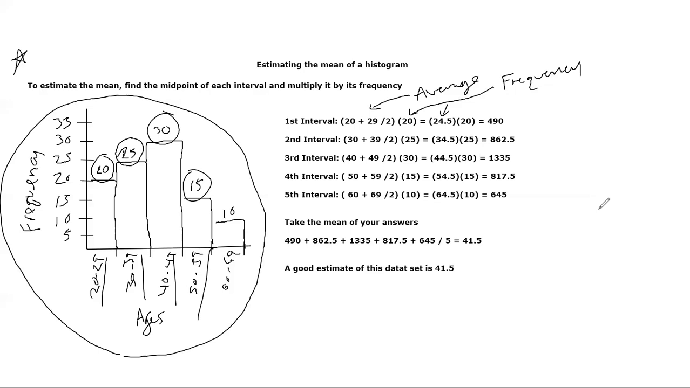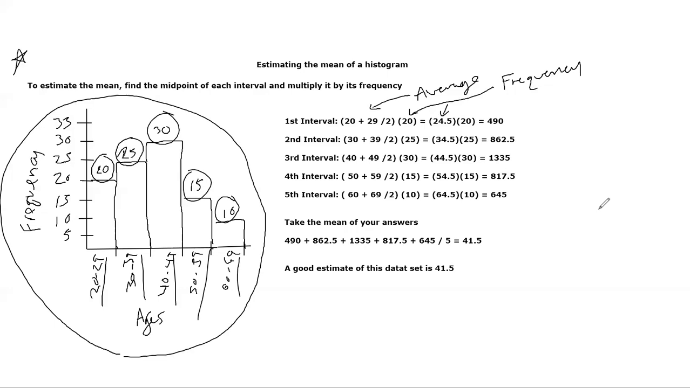So anyways, fifth interval, we get 60 to 69, right? We're gonna go ahead and take the mean of that. That's 60 plus 69, it should be 129, divided by 2 is 64.5. And then we're gonna multiply that by its frequency, right? That interval only went up to 10, so I'm only gonna multiply it by 10, which gives me 64.5 times 10, which gives me 645.